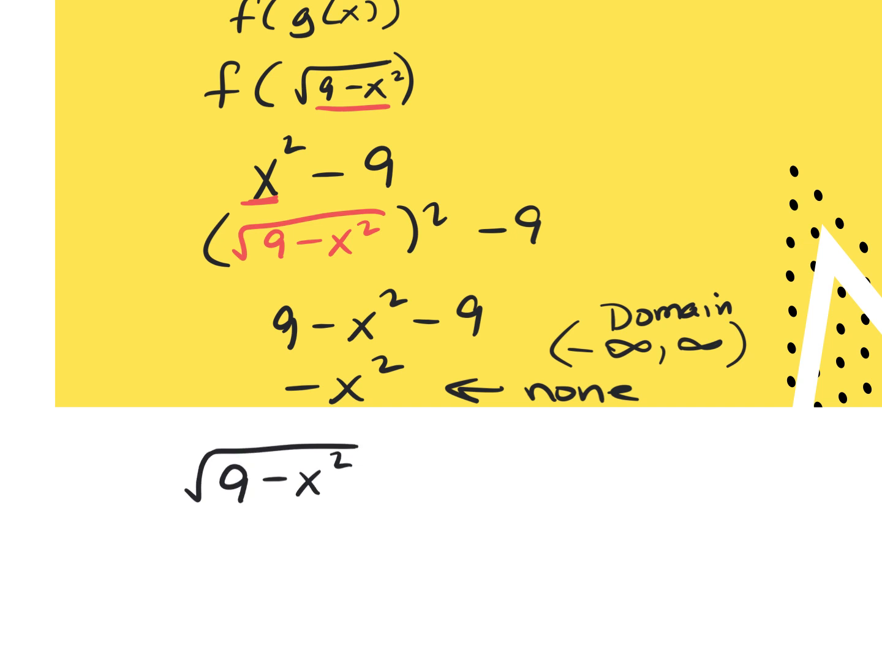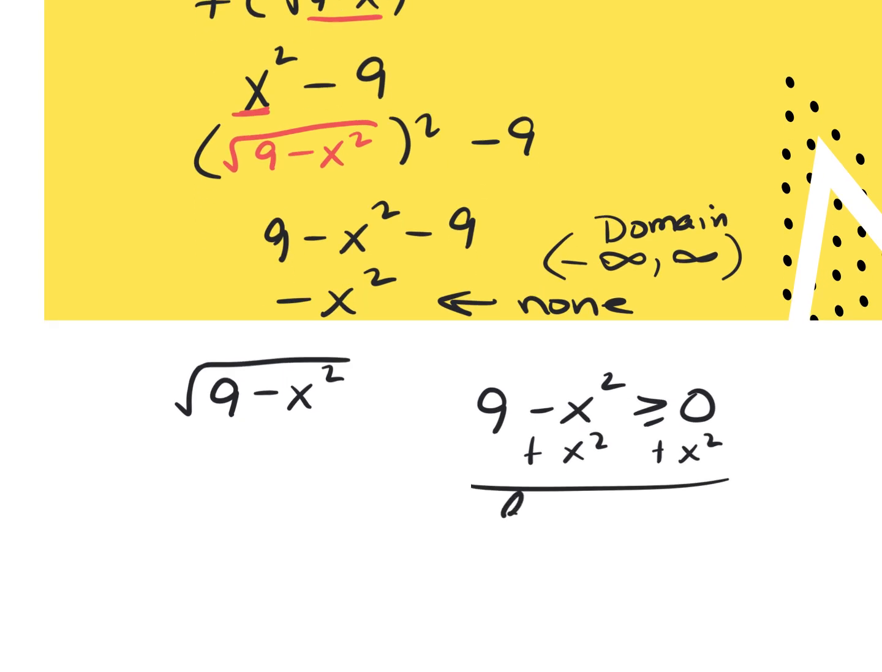So remember, this is under a radical. So when it's under a square root, you set it greater than or equal to 0. I would add x squared. I get 9 is greater than or equal to x squared. So this becomes plus and minus 3. Remember, when it's quadratic, you got to do the checks.